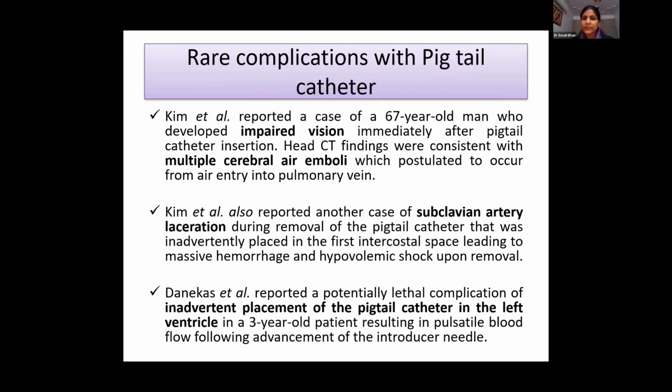There are case reports of a 67-year-old man who developed impaired vision immediately after pigtail catheter insertion, and his CT findings showed that he had developed multiple cerebral emboli, which were postulated to occur from air entry into the pulmonary vein. Then another case reported subclavian artery laceration during removal of the pigtail catheter, because it was placed in the first intercostal space, which led to massive hemorrhage. Then another case report was a pigtail catheter inadvertently placed into the left ventricle in a 3-year-old patient. However, these are just case reports and these complications are very rare. Pigtail catheters are safe to use.